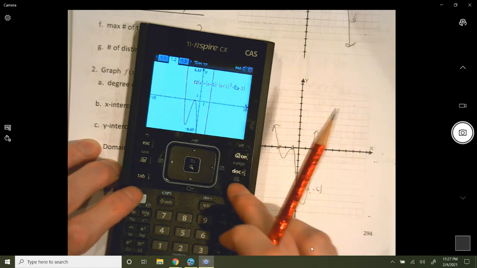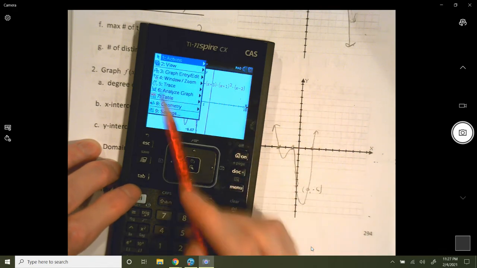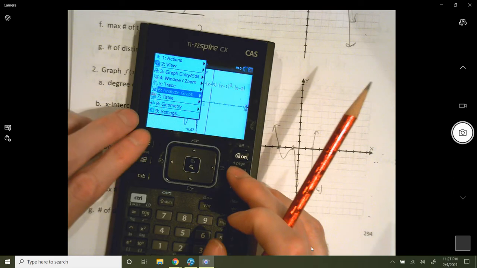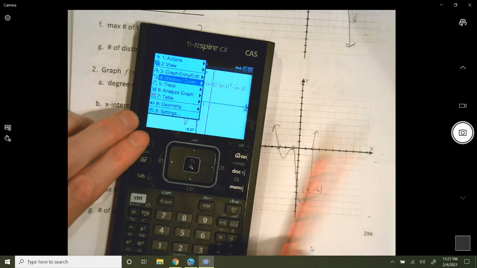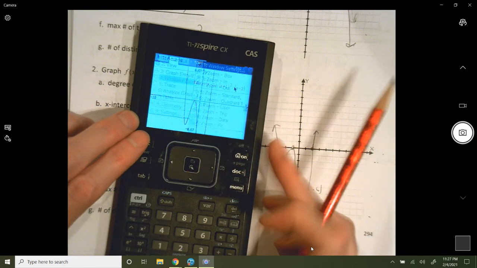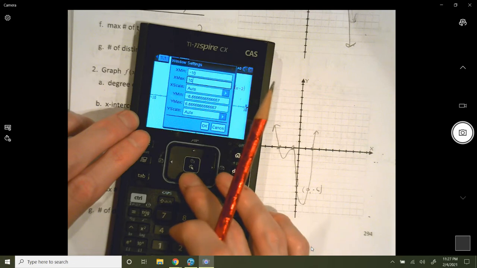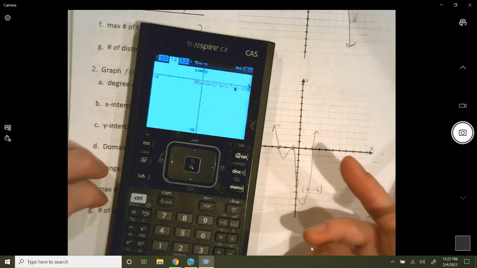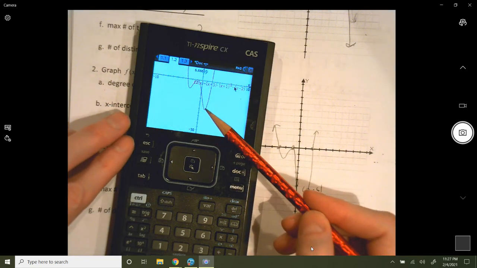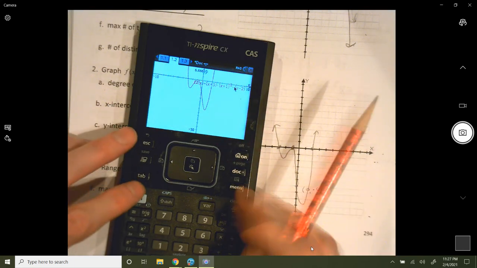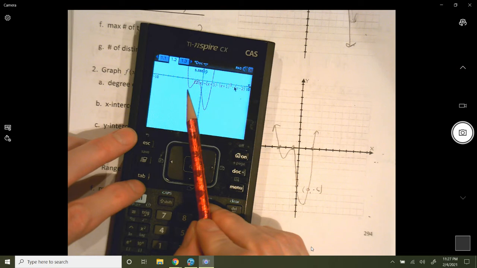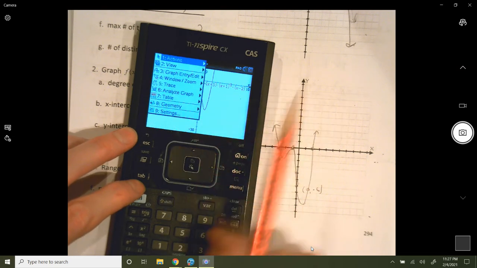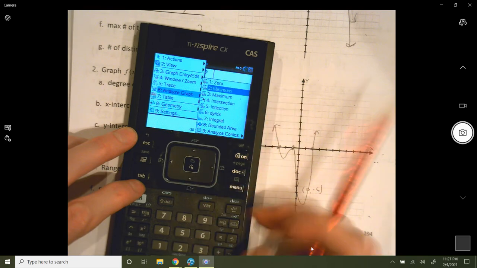So let's go to Menu, Analyze Graph again. Oh, no, I'm sorry. I don't want to do that yet. I want to go to Window. I'll come back to that in a second. Window Settings. My Y min, let's go down to -30, see if that's enough. Yeah, that's enough. Okay. So now let's do analyze graph. We have to find this minimum, this low point, and this minimum. So Menu, 6. We're going to go to minimums this time.